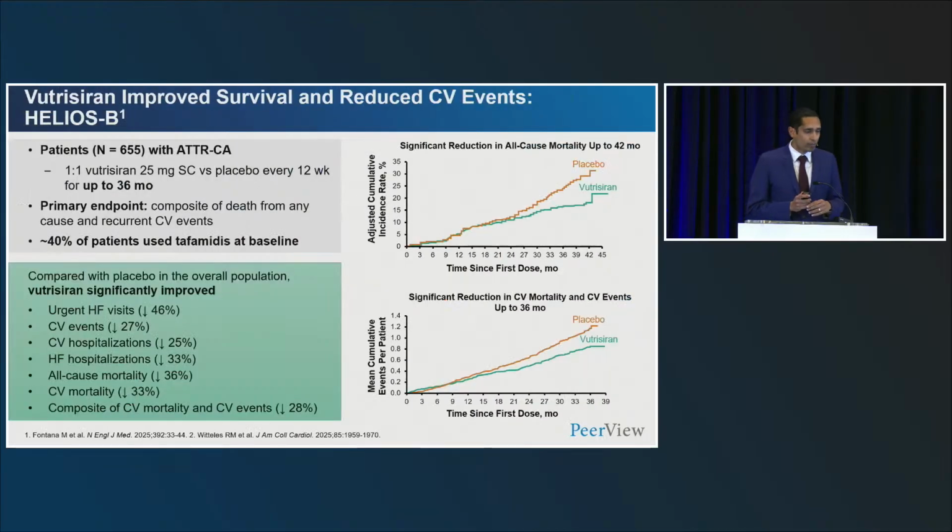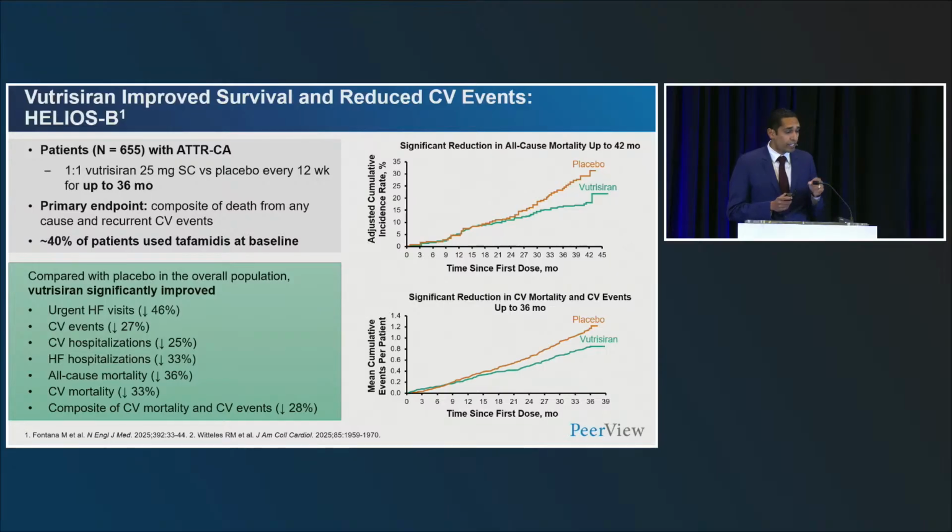And finally, the newest kid on the block, this is vutrisiran and HELIOS-B. This is a study of a silencer now, so decreasing TTR levels. This is a 655-patient trial with largely wild type, but about 10% variant disease. And this is the subcutaneous injection, so every 3 months. The primary endpoint was a composite of death as well as recurrent cardiovascular events. You can see that there's a significant improvement in the rate of all-cause mortality as well as cardiovascular mortality and all the related events here.